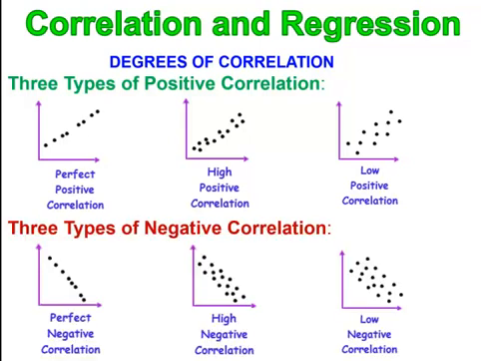And it works the same way with the negative correlation, except the graphs will be going in the downward direction. So there's perfect negative correlation when the points are very close together to a straight line, high when they're close together but still scattered a little, and then lastly low when they're scattered out but they are still forming a downward direction.